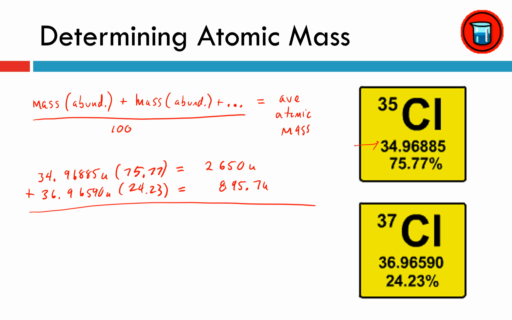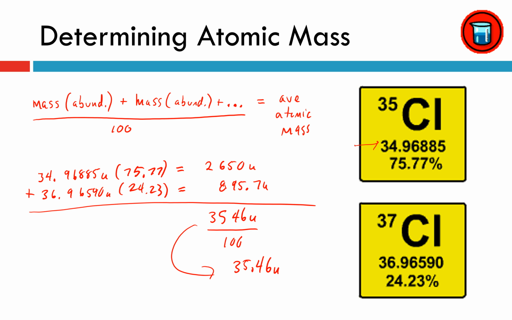I'll add those together to give me 3546 U. Last step is divide by 100. Really just move the decimal point over 2 places and I end up with 35.46 U as the average atomic mass for chlorine.